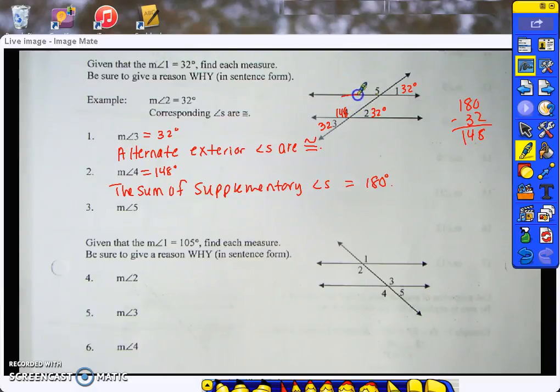And number 5. 1 and 5 form a straight line, which means that that's a linear pair. If they form a line, it's a linear pair, which means that they're supplementary. So that's 140 degrees. Linear pairs are supplementary. Alright, the next one.